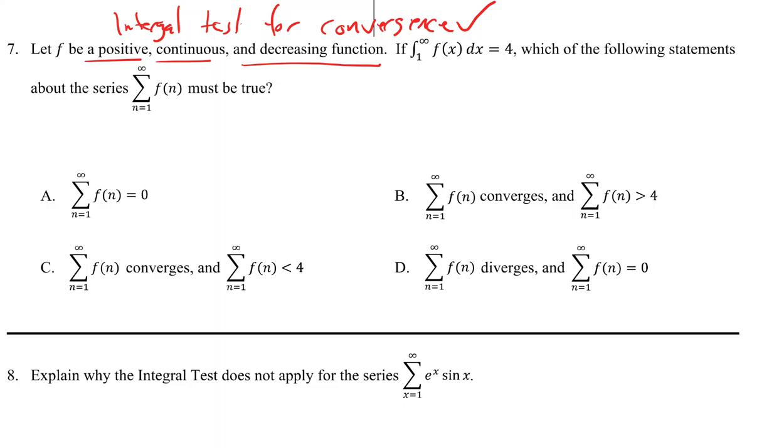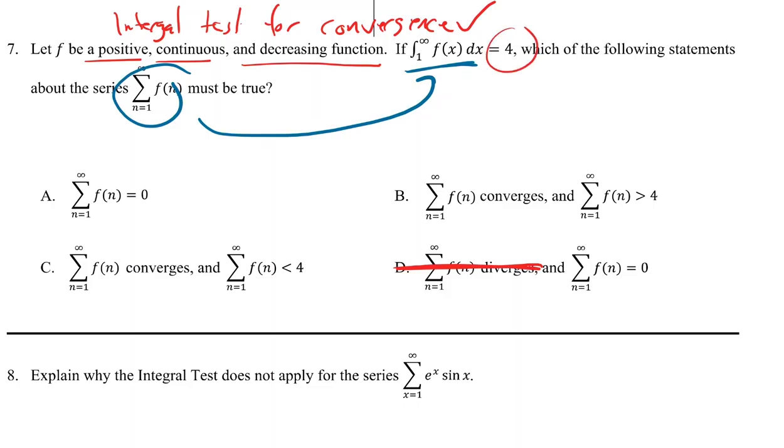This is more of a conceptual question, but imagine you do the integral, you rewrite an infinite series as an integral, like we do with the integral test. If it comes out to be a number, forget that it's 4, but if it comes out to be a number, what does that tell us about the infinite series? Right, it has to converge, so D doesn't make sense. It's going to a number, not infinity or negative infinity, so that's why it converges.